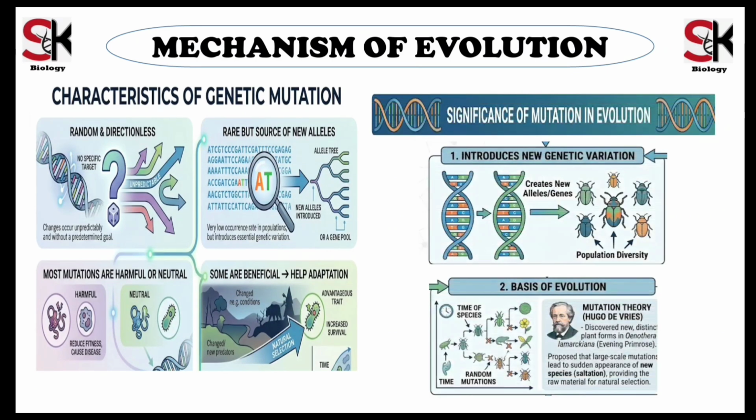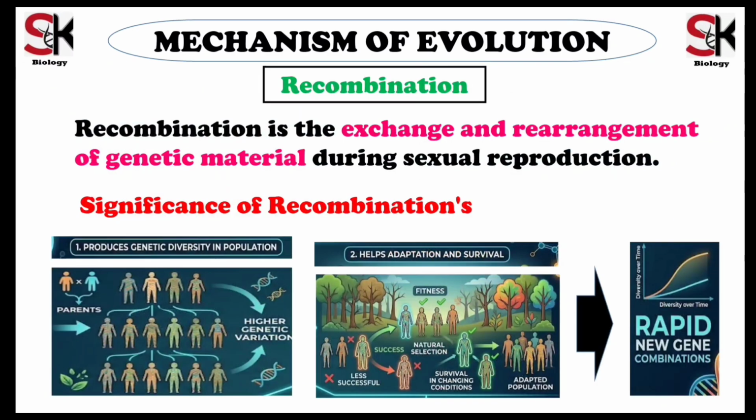This second image shows the role of mutation in evolution. Mainly, it introduces new genetic variation and it is the basis of evolution, which was given by Hugo de Vries in mutation theory. Now, let us move to the second mechanism, which is recombination. Recombination is the exchange and rearrangement of genetic material during sexual reproduction. It provides new combinations of genes, increasing genetic diversity.